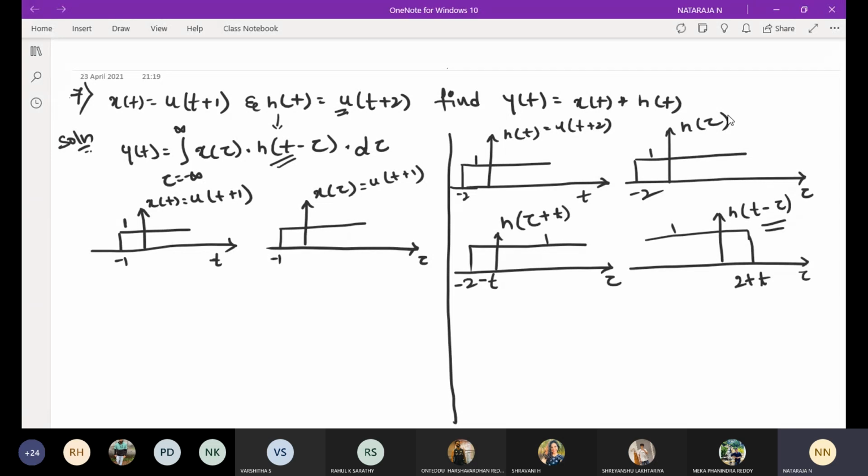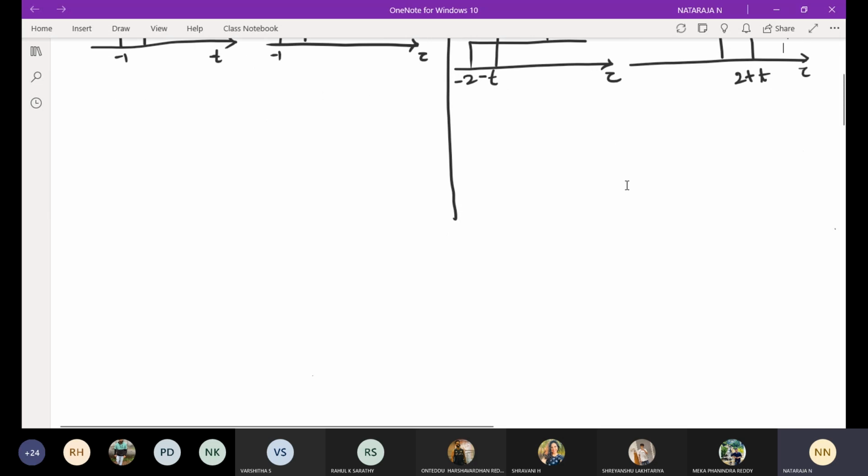And here we have x of tau, and here I got x of tau. Now I will write this is signal 1 and this is signal 2. I need to multiply this and this, 1 and 2. Okay, now we will go for the convolution.